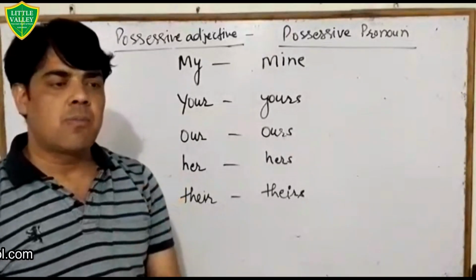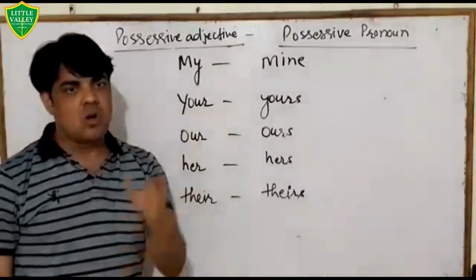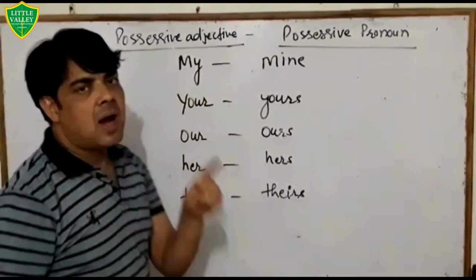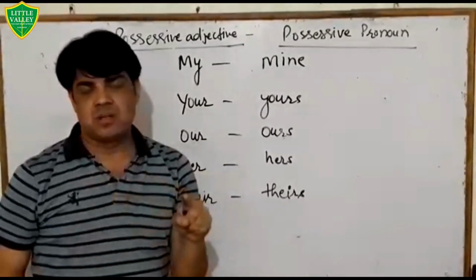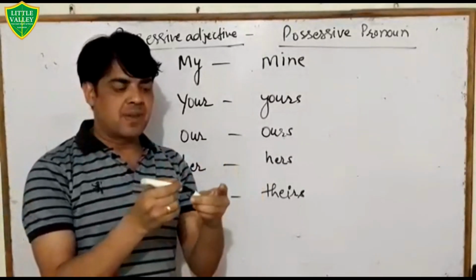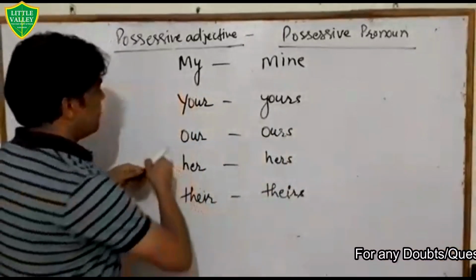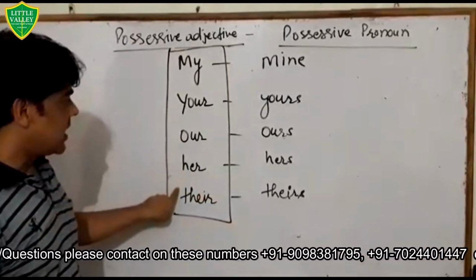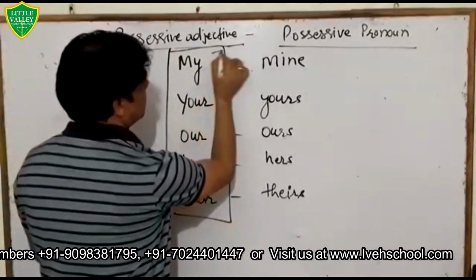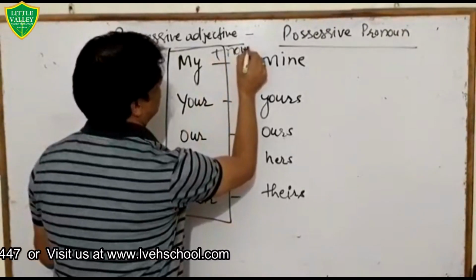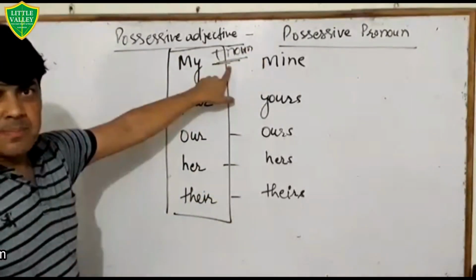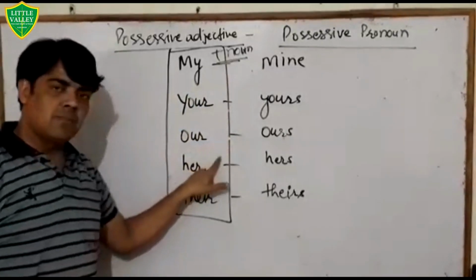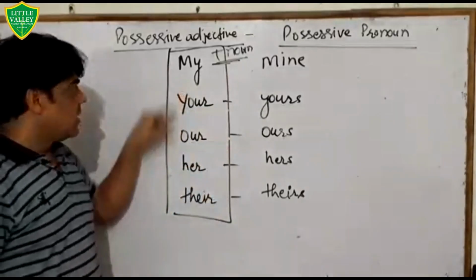Why are they called adjectives? Because they are always used with a noun. My is not used without a noun. You may say my pen, my house. These are the possessive adjectives. They are used plus a noun: my plus noun, your plus noun, our plus noun, her plus noun, their plus noun.